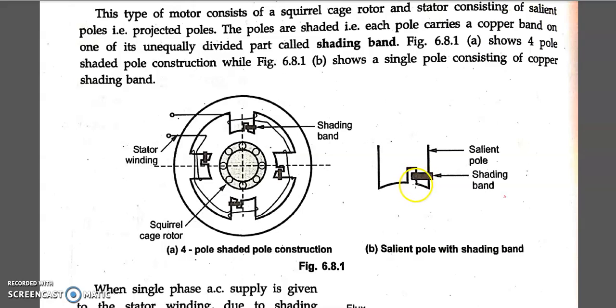And let us see the reason why they have made such a copper band, or shading band. By doing so, uneven flux is distributed, and due to the uneven flux your motor will start without having any auxiliary winding. Okay, let's see.